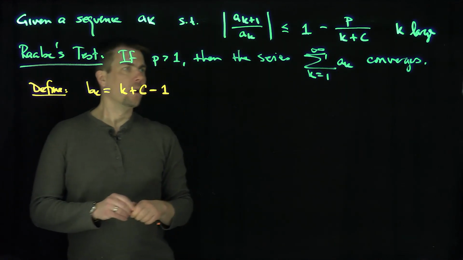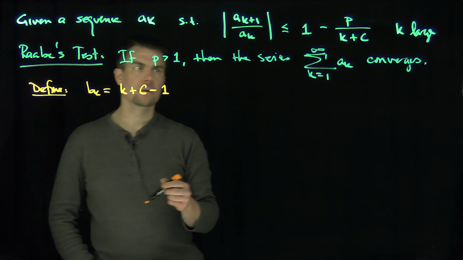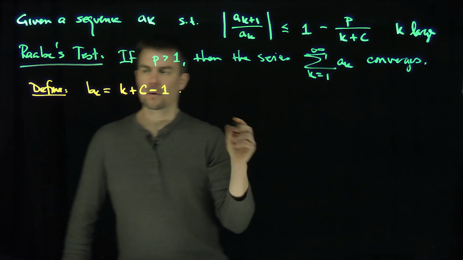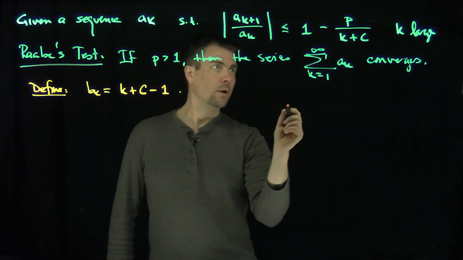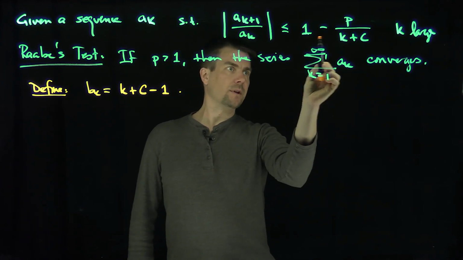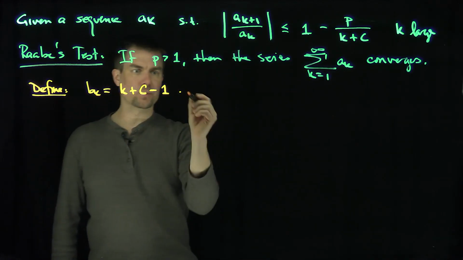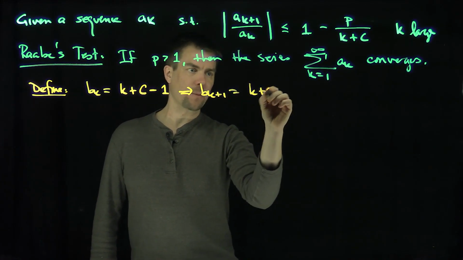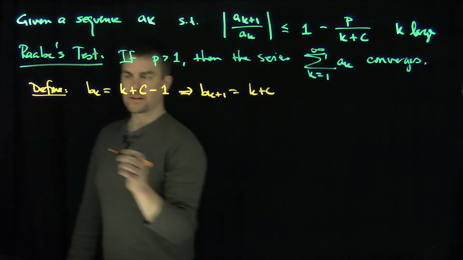Okay, good. All right, and so now we're going to note that we're going to consider this ratio over here. So let's look at the ratio. Well, what do we have over here? What will b_{k+1} be? This is going to imply that b_{k+1} is just k plus C, right? So if we look at this ratio over here, then I have that a_k.